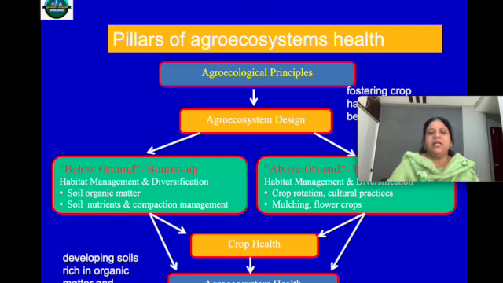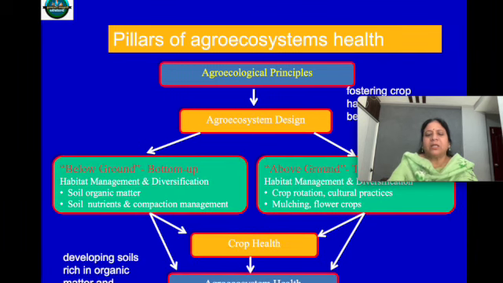When you see the pillars of agroecosystem health, when below ground approaches and above ground approaches are balanced, then only crop health and ecosystem health can be maintained. For that, the first step is below ground, which is also called bottom up control: developing soils rich in organic matter and microbial activity. That is the same concept in organic farming also.